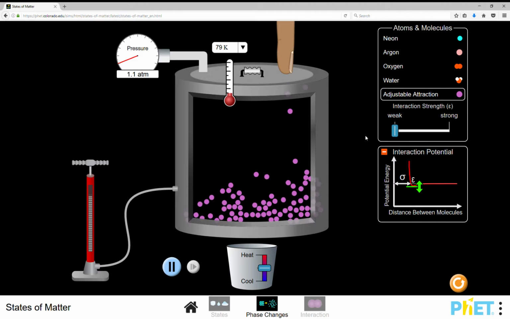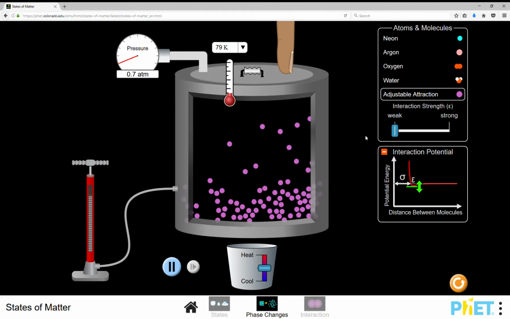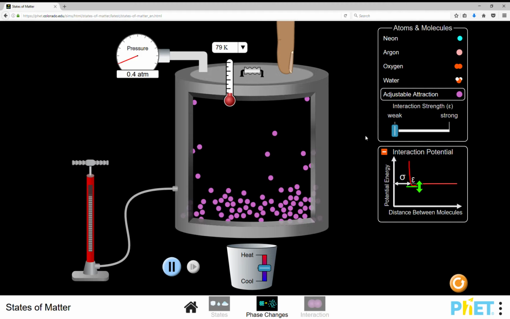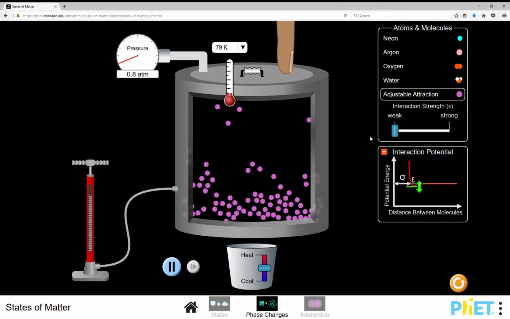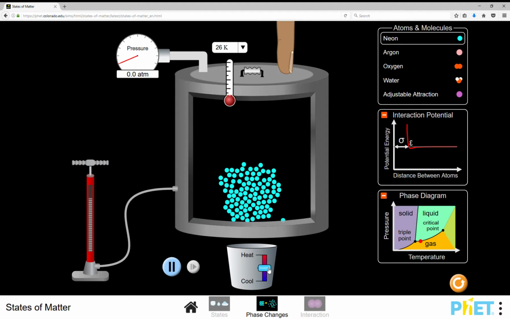Now that means the reason that we have substances, some which are solid, some which are liquid and some which are gas, all at the same temperature, is because of this force of attraction between the adjacent particles, between the adjacent molecules. So we can have a quick look at some of the different types. We can have a look at neon.